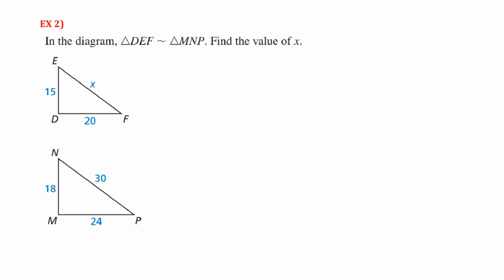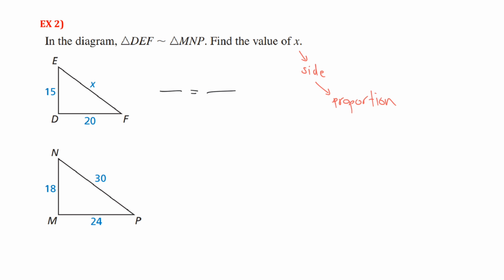Alrighty, let's move on to example 2. So in example 2, it says in the diagram, triangle DEF is similar to triangle MNP. Find the value of x. The first question you want to ask yourself is, what does x represent? Here, x is labeled on the outside of the triangle, which means that x represents how long side EF is. So, x represents a side, and what we know about sides for similar polygons is the fact that they are proportional. So in order to solve for x, I need to set up or write a proportion, which uses two fractions.